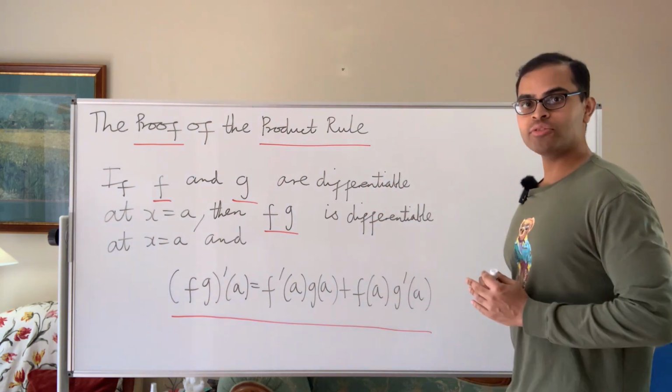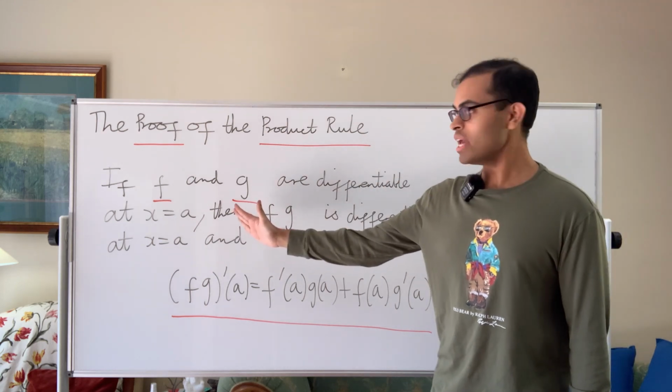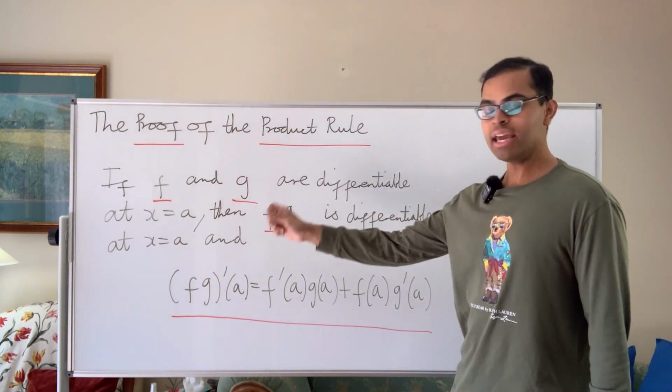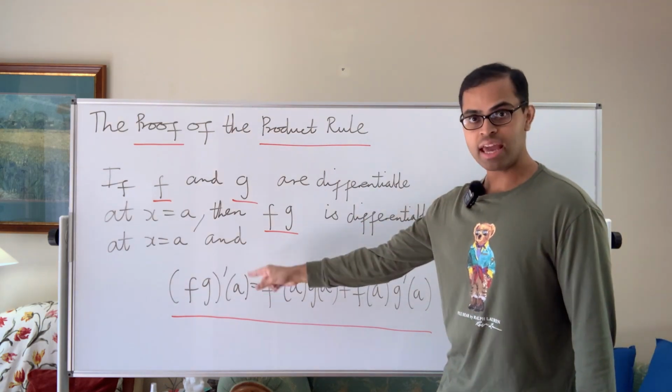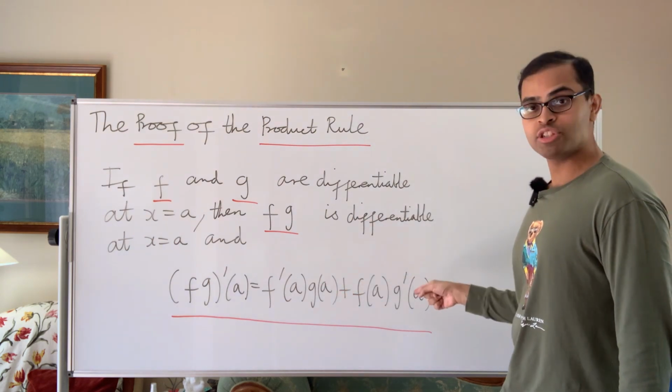Here we have the product rule, which states that if f and g are differentiable functions at x equals a, then fg, the product of f and g, is differentiable at x equals a, and a formula for the derivative of fg, which is (fg)'(a), the derivative at a, is f'(a) times g(a) plus f(a) times g'(a).